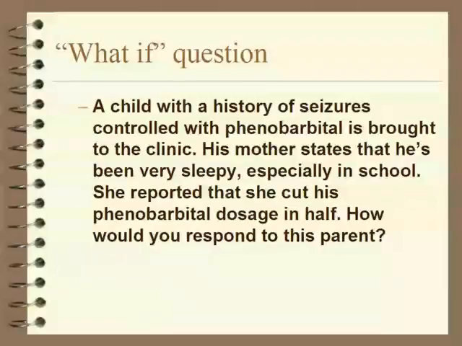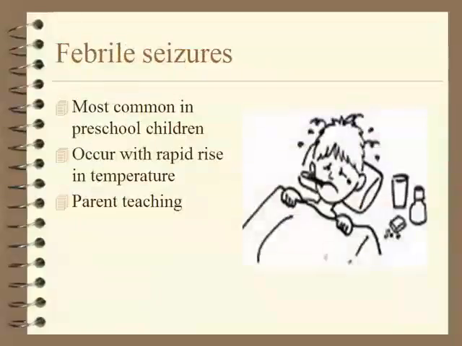Well, the parent's probably correct in assuming that perhaps the dose the child is getting is a little bit too high since they're sleepy and can't really function in school. But cutting or stopping the dose may put the child more at risk for seizures. So the most appropriate thing we'd need to do is get the child in and have blood levels drawn so that we see if we're in the therapeutic range. And then mom needs to work with the physician as far as titrating that dose or maybe cutting that dose back if necessary.